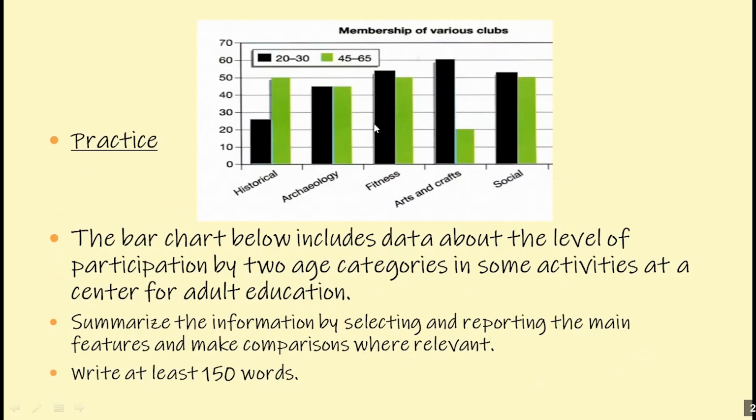Okay, now practice. The bar chart below indicates data about the level of participation by two age categories in some activities at the Center for Adult Education. So here we're comparing the membership in different activities, but it's not males and females this time. It's younger people, 20 to 30, versus older people, 45 to 65. What you need to do is to write an essay about that.